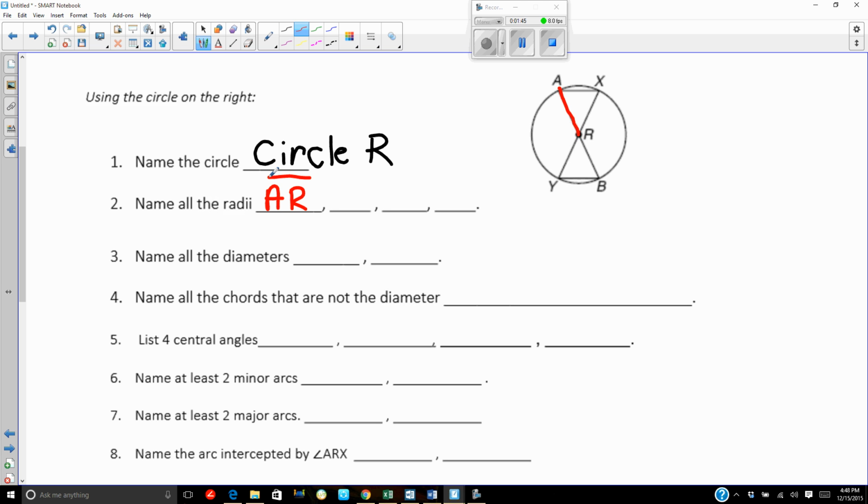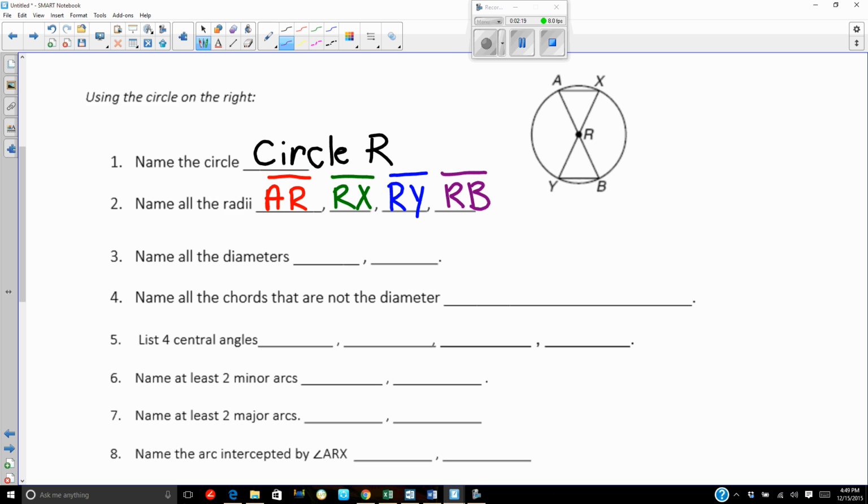You could also say RA. I've got segment RX, or you could call that segment XR. That's also a radius. Segment RY goes from the center to a point on the circle, so that's a radius. And last but not least, segment RB has to go from the center to the outer edge of the circle. So those are all of the radii in this particular problem.